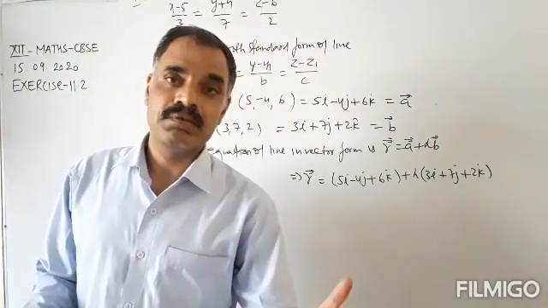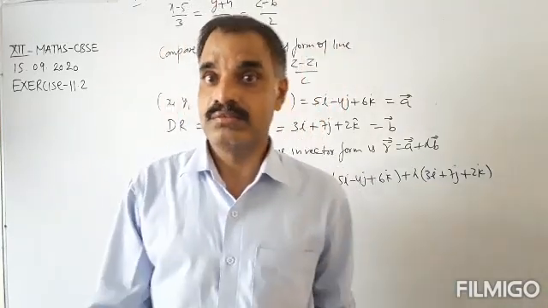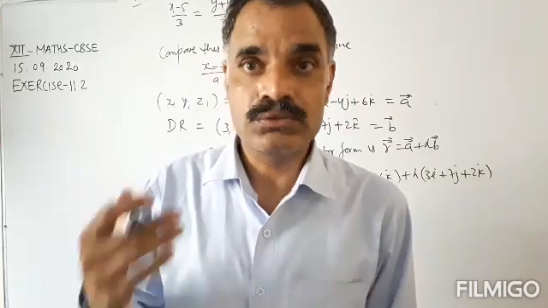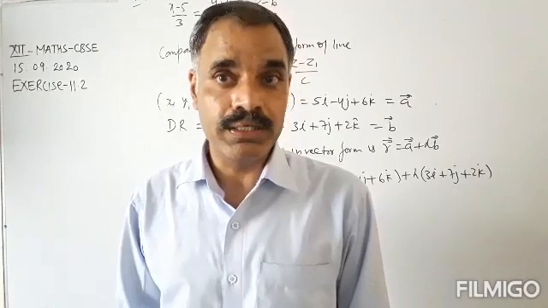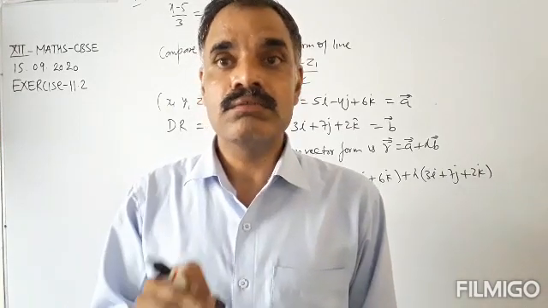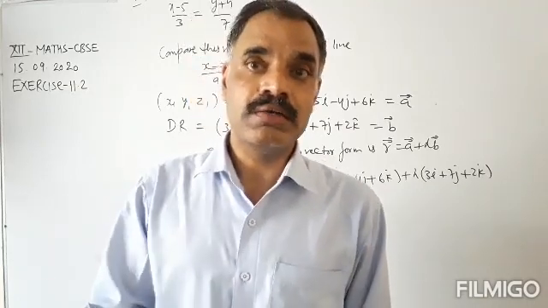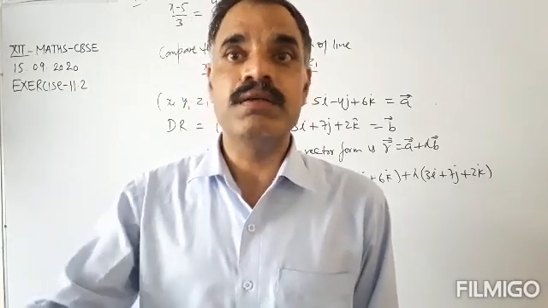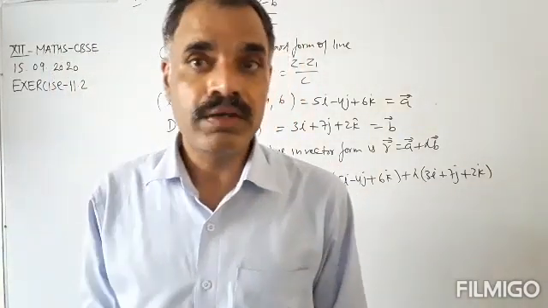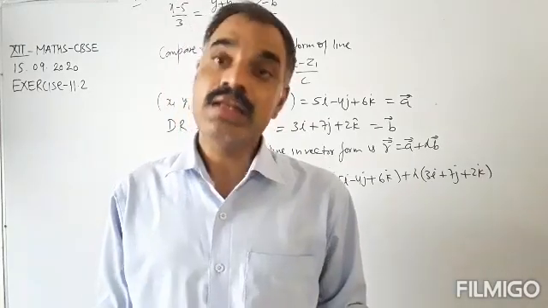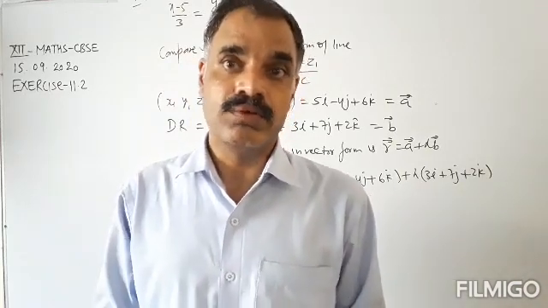In this way we can convert the equation of line in vector form. So far we have learned how to find the equation of line passing through a point and parallel to the given vector, in vector form and in Cartesian form, and how to convert vector form into Cartesian form and Cartesian form into vector form. So in this way we can convert Cartesian form into vector form, and in previous questions we have already learned how to convert vector form into Cartesian form.